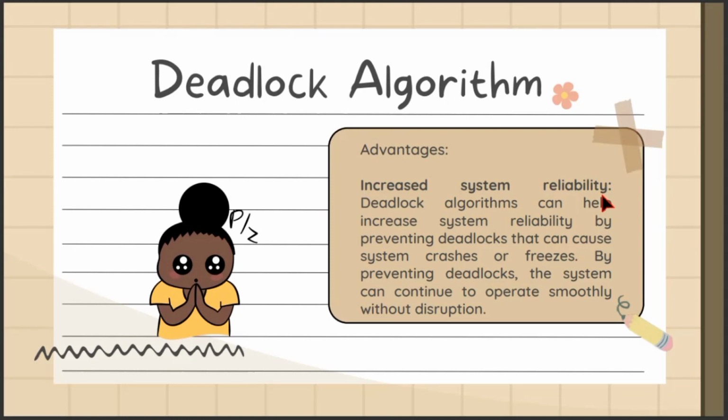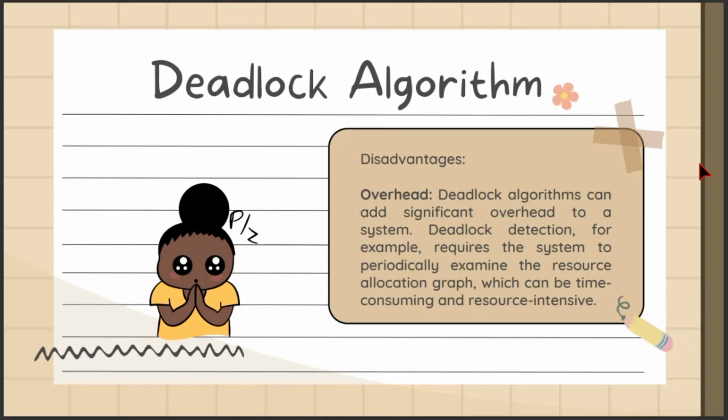And the third one is increased system reliability. Deadlock algorithms can help increase system reliability by preventing deadlocks that can cause system crashes or freezes. By preventing deadlocks, the system can continue to operate smoothly without disruption. And these are the advantages.